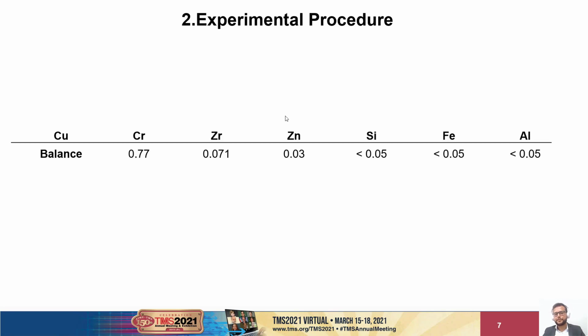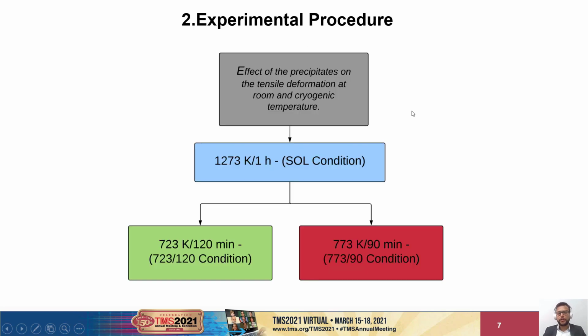Now, talking about the experimental procedure, this is the chemical composition of the alloy used in this work. We also tried to evaluate the effect of the precipitates on the tensile deformation at room and cryogenic temperature. For this, we worked with the alloy in three different heat treatment conditions.